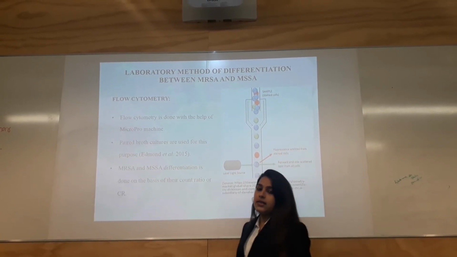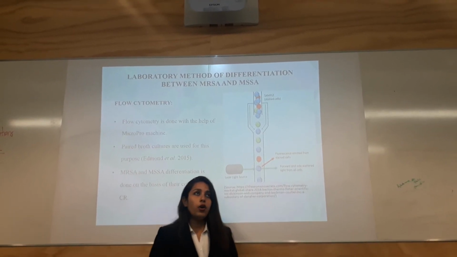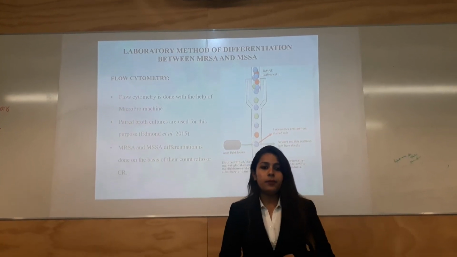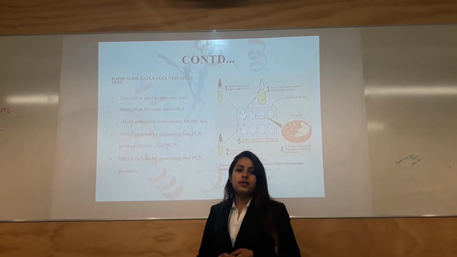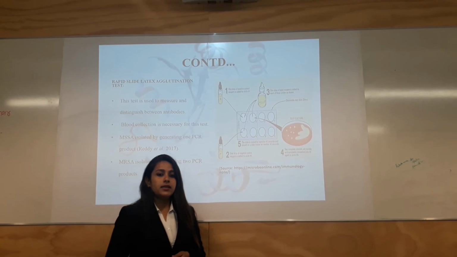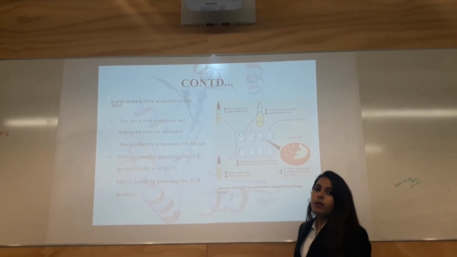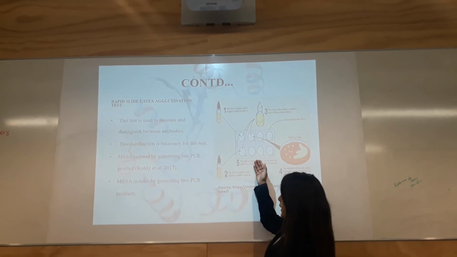The differentiation between MRSA and MSSA is done on the basis of their count ratio, or we can also call it CI. Different laboratory methods are used to distinguish between MRSA and MSSA. The process of flow cytometry is done by using a MicroPRO flow cytometer, which you can see in the diagram.